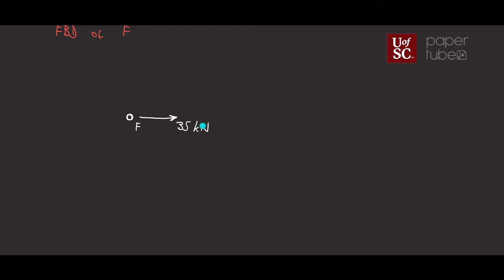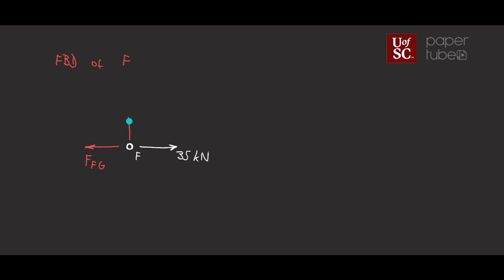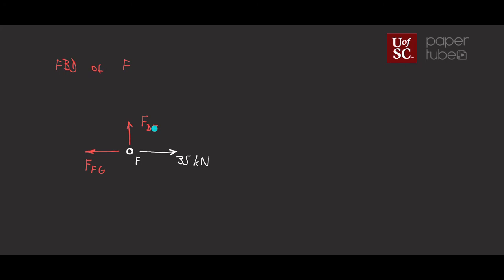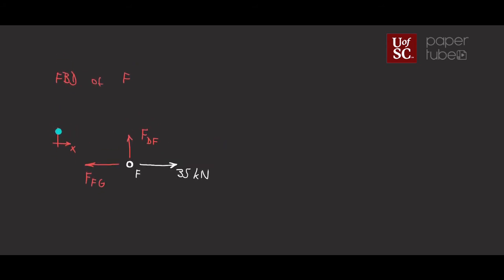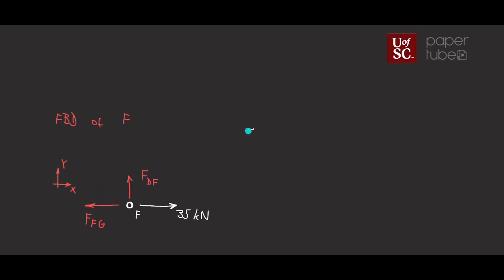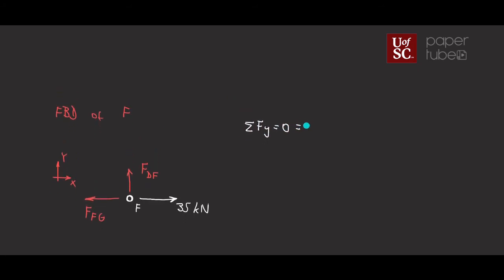The forces that I do not know are the force FG, which are going in this direction, force FG. I'm drawing it in tension because I don't know what type of force I'm gonna get. And also force DF. I'm also drawing it in tension because I don't know what type of force it is, tension or compression. So by looking at this free body diagram, the only way that this particle F is in equilibrium is by making this FDF equal to zero, right? And we could write the equations of equilibrium. Sum of the force in Y equal to zero, that's the only force, right? FDF.